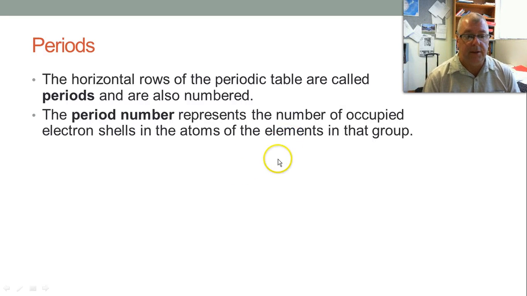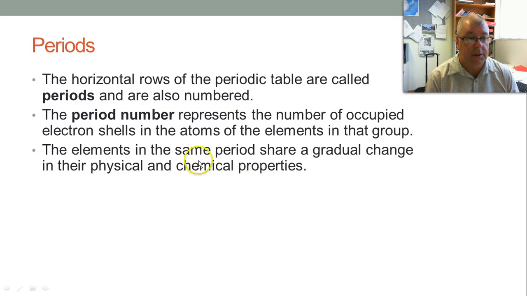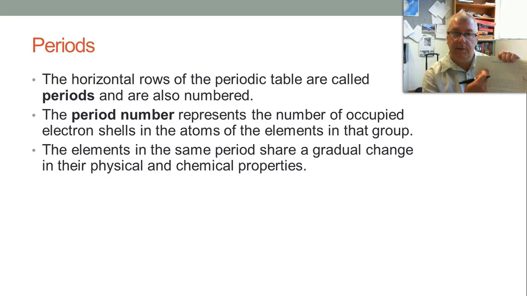The period number represents the number of occupied electron shells, so that's a handy thing to know. If you've got to draw an electron diagram, you can just work out the period number of the element, and that will tell you how many shells you have to draw. And the elements in the same period share a gradual change in their physical and chemical properties. Previously in groups, we've said they've all got similar chemical properties. Conversely, if you go across, there is a gradual change in chemical properties from being metals to being non-metals.